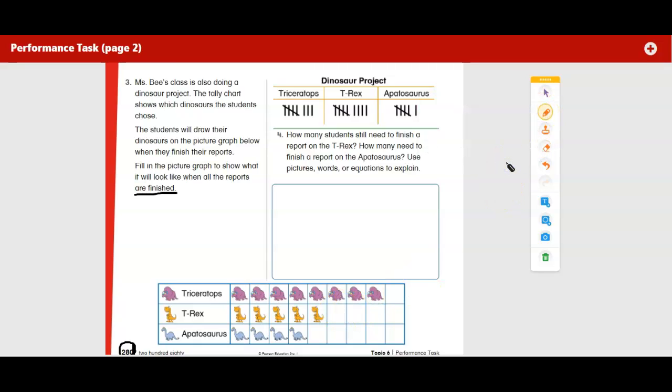You will do the same for the Apatosaurus. Make sure that the pictures also match the tallies. If you need to know which dinosaur is which, match the words here. So this is Triceratops, T-Rex, and the Apatosaurus. So we are just filling in the rest of the picture graph from the tally chart for number 3.